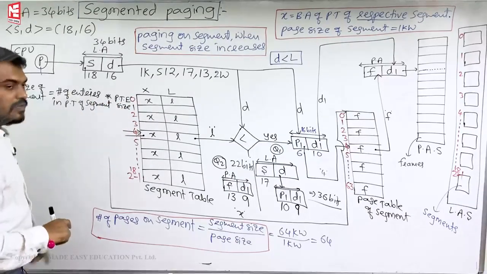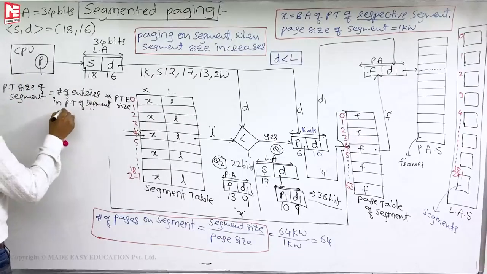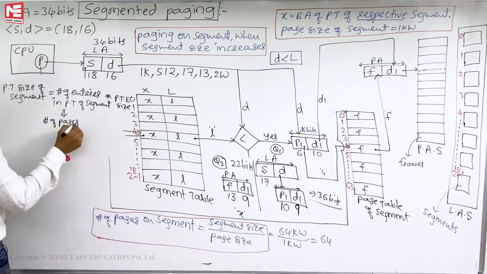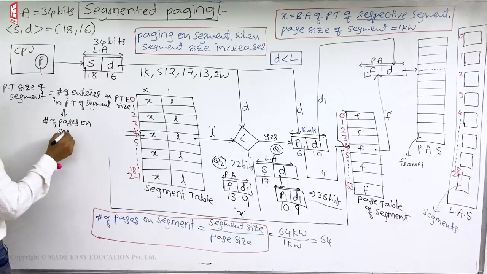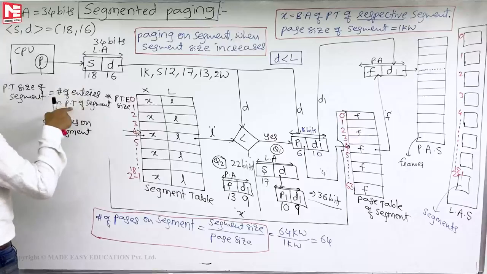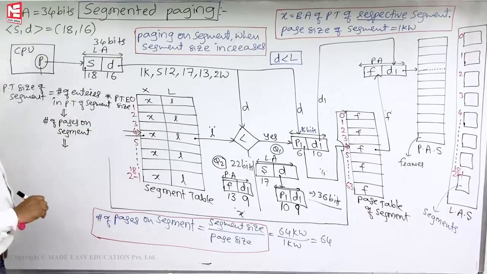Okay, the answer is what you say. Number of entries in the page table of segment is same as number of pages on segment. Now tell me how many pages are there on the segment?